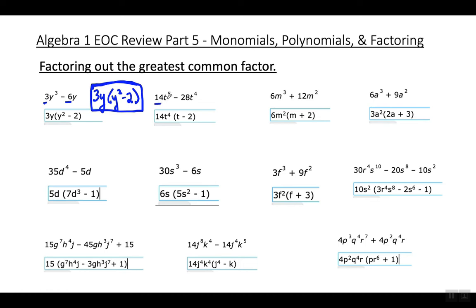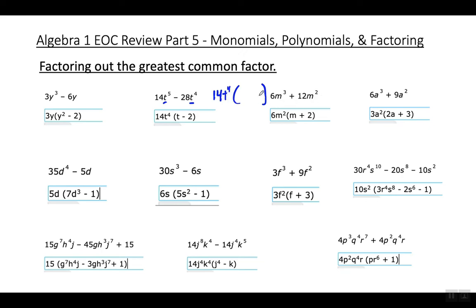So look at these. First I check the number. The greatest common factor of 14 and 28 is 14. And the greatest common factor of t to the 5th power and t to the 4th power is t to the 4th power. When we're dealing with variables with exponents, you're just getting the variable with the smallest exponent and putting it on the outside.